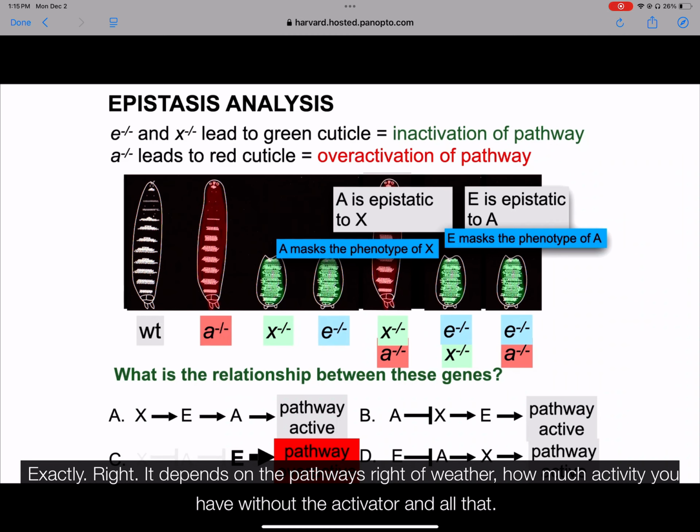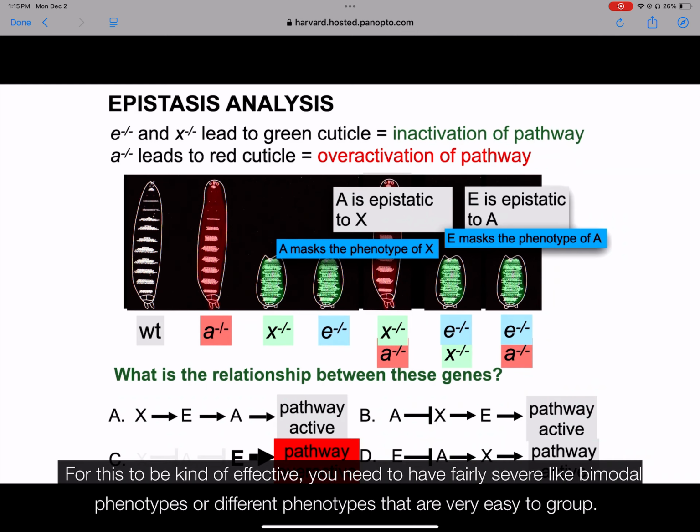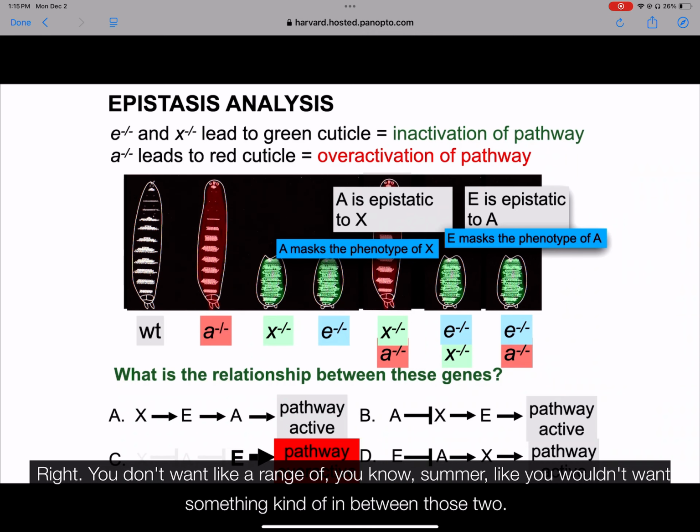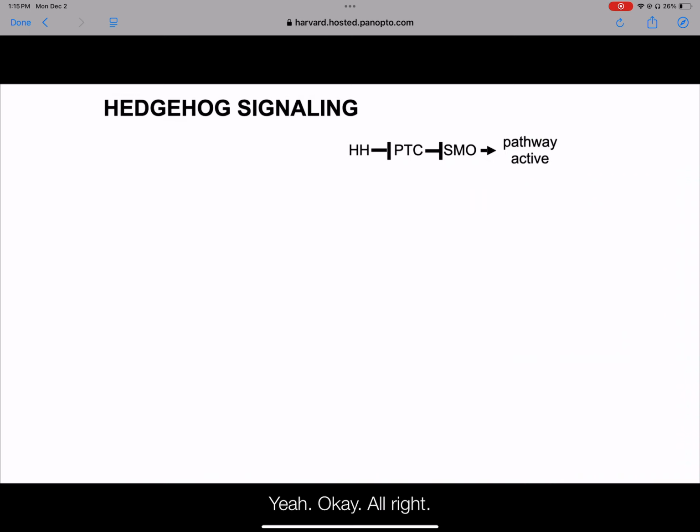Exactly. But it depends on the pathways, right, on how much activity you have without the activator and all that. But you're absolutely right. For this to be effective, you need to have fairly severe, bimodal phenotypes or different phenotypes that are very easy to group, right? You wouldn't want something in between those two. Okay.